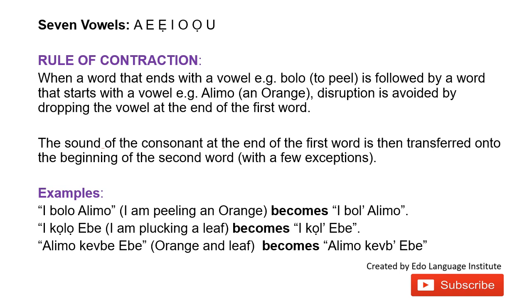And just a quick revision. The rule of contraction is the phenomenon that takes place in the Edo language when a word that ends with a vowel is followed by another word that starts with a vowel. In order to avoid disruption, the vowel at the end of the first word is dropped. The consonant sound at the end of the first word is then transferred onto the beginning of the second word, which makes it more fluent when you speak, in the spoken language. So in a sentence like Ibolo Alimo, we have Ibola Alimo, and Ikolo Ebe then becomes Ikolebe.